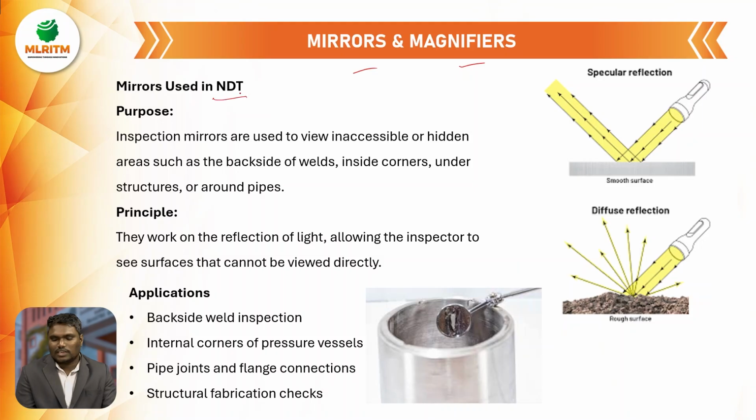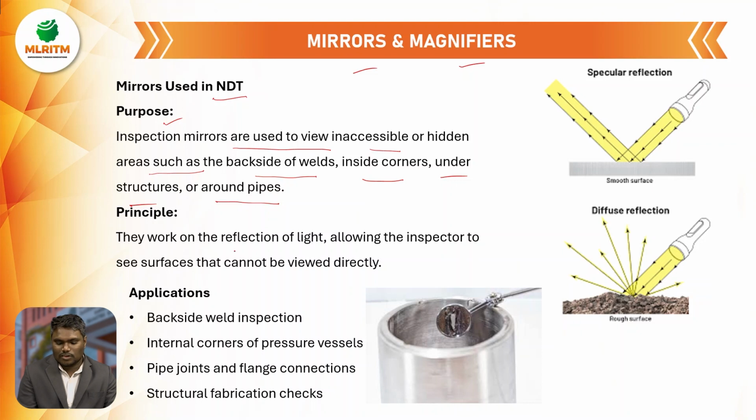Mirrors are used in the NDT technique. What is the purpose of a mirror now? The inspection mirrors are used mainly to view inaccessible or hidden areas, such as the backside of the weld, which cannot be detected directly, so this mirror can be utilized. And inside corners, under structures and around pipes are the different areas where the mirrors are utilized.